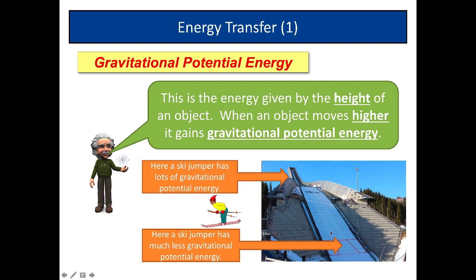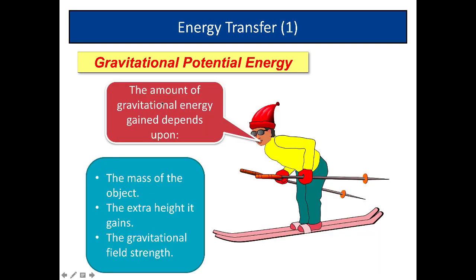So it depends on a number of factors. And here are the factors. So the amount of gravitational energy gained depends upon the mass of an object, the height of an object, and the gravitational field strength. This is how much gravity there is. So this will differ according to whether you're on Earth or the Moon or Jupiter. That would affect the gravitational field strength. But the gravitational potential energy store is also affected by the mass of an object, how heavy the object is, and the height at which it's coming from. Okay, that's gravitational potential energy store.